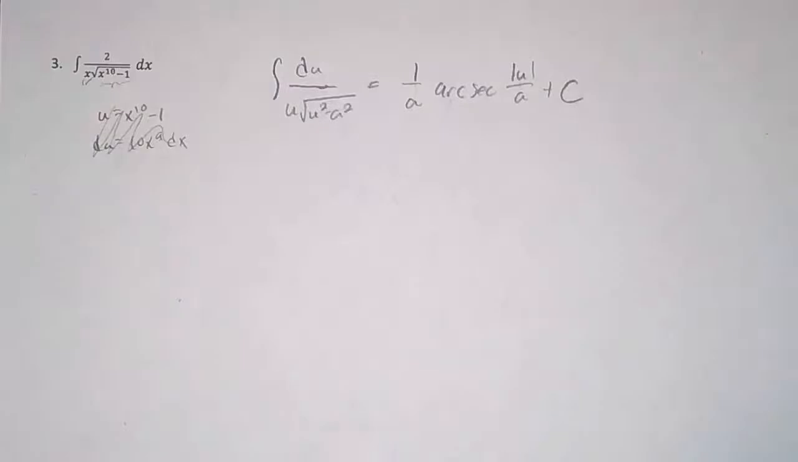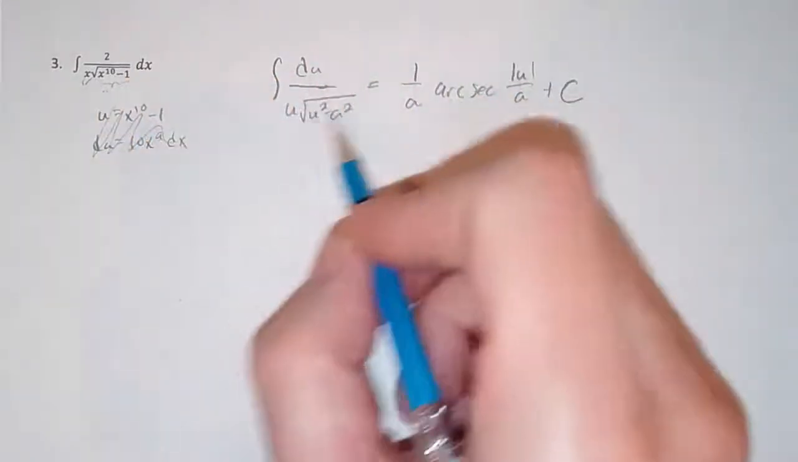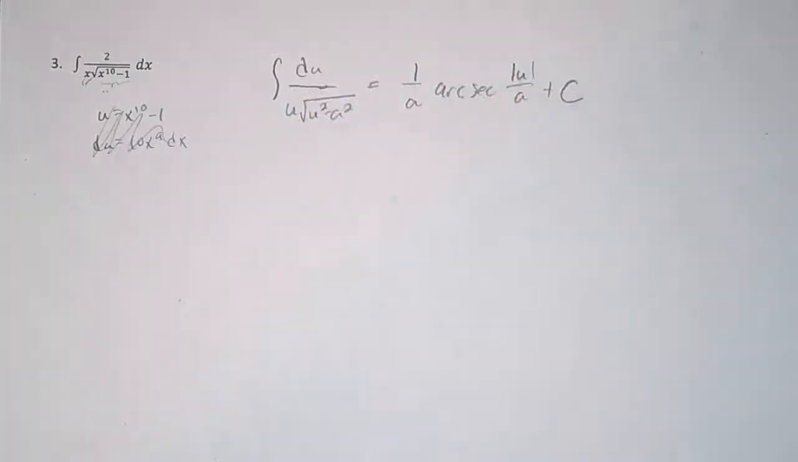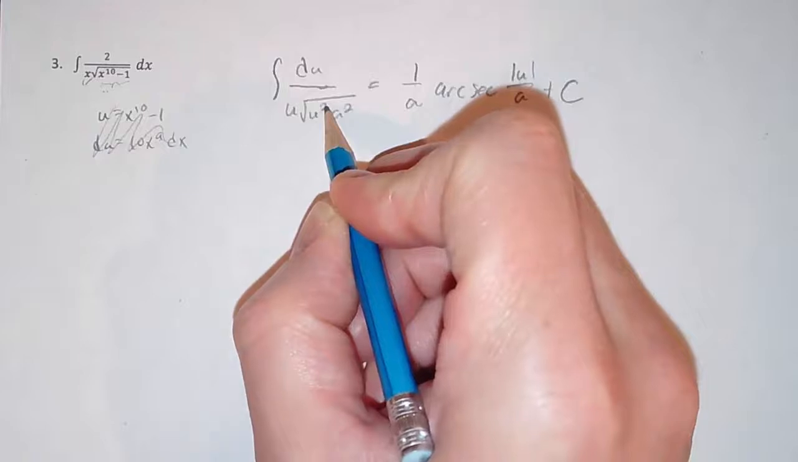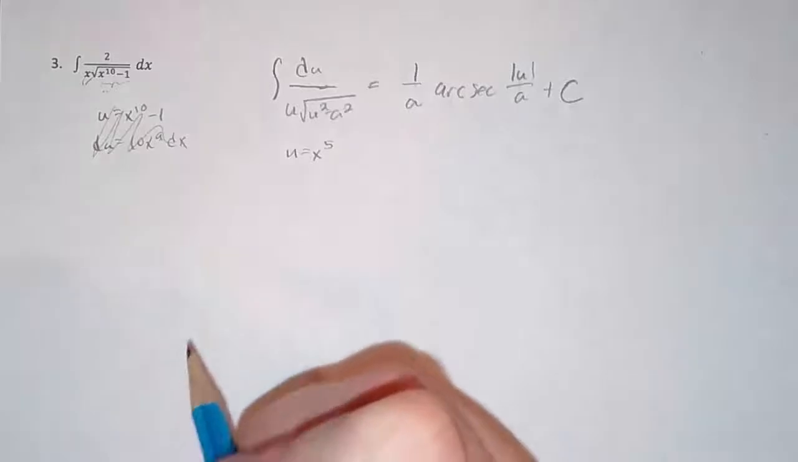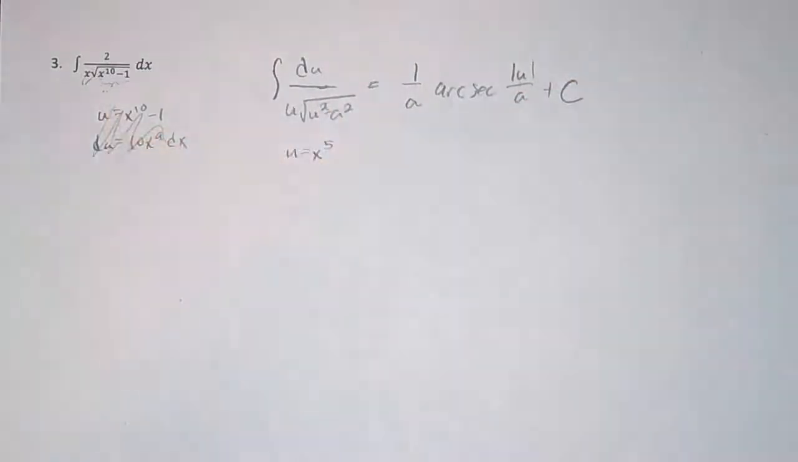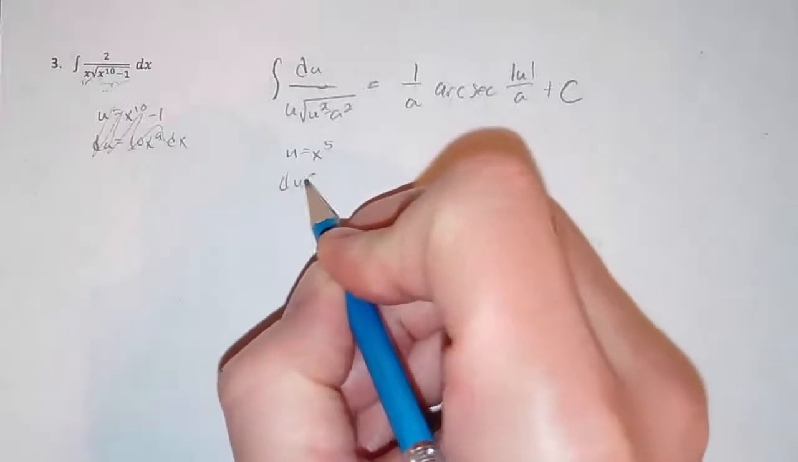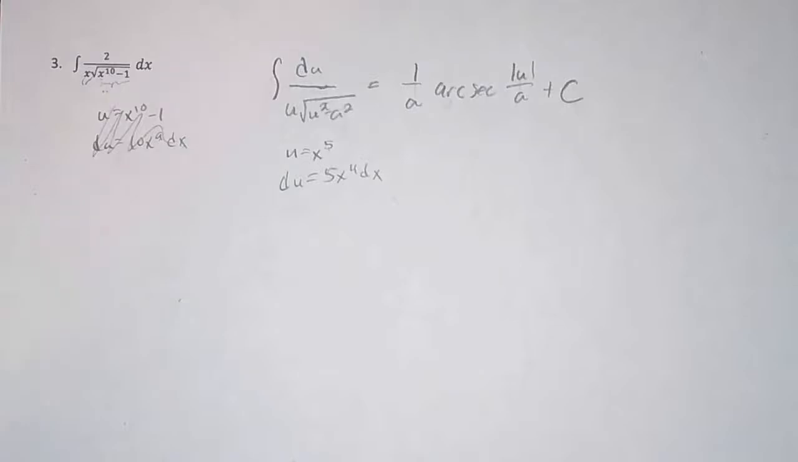There it is. So then I'd go about trying to make this problem fit this pattern. In order to get u squared as the first term in the radical, I would need to make u equal x to the 5th, because I need x to the 10th ultimately. So x to the 5th squared would give me that x to the 10th. And once you define what u is, you can very quickly define what du is.